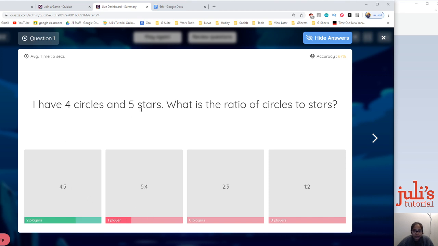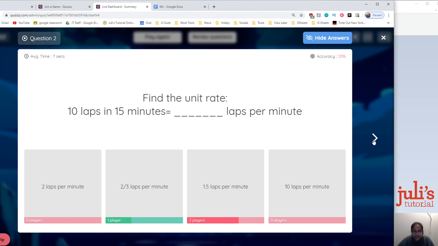So I have 4 circles and 5 stars. What is the ratio of circles to stars? So you gotta put the circles first and then stars. So if the circles are 4 and stars are 5, it would be 4 to 5. That's it. Okay, that one was fairly easy.